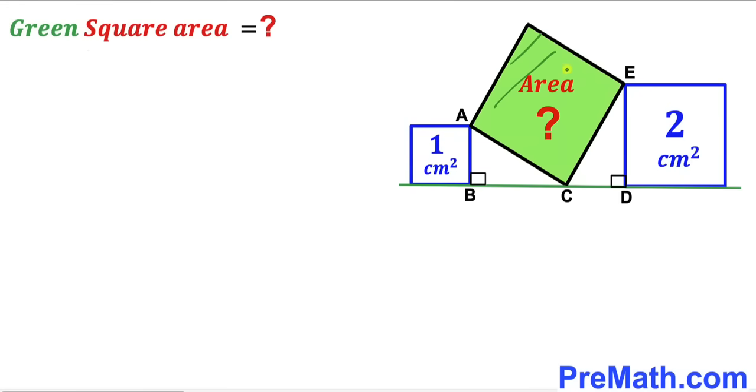We have got these two blue squares along with this green shaded square put together, as you can see in this given diagram, such that the area of this smaller blue square is 1 centimeter square, whereas the area of this larger blue square is 2 centimeter square. And now our task is to calculate the area of this green shaded square.